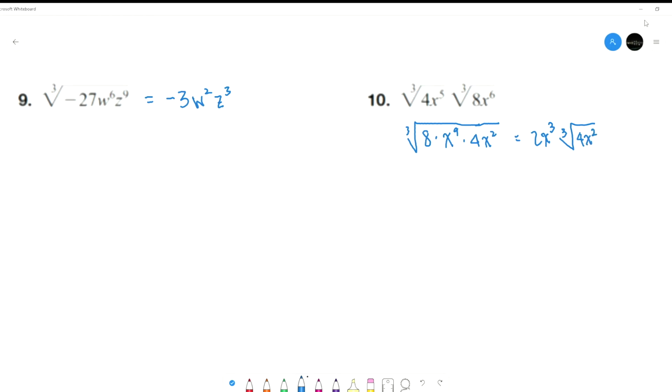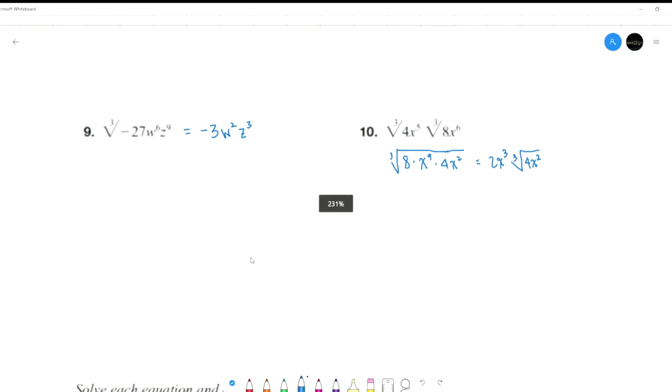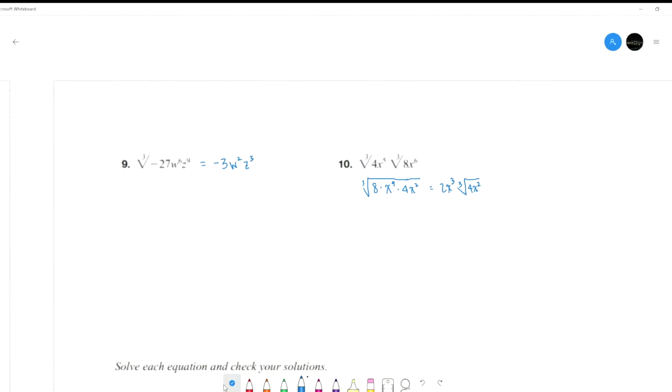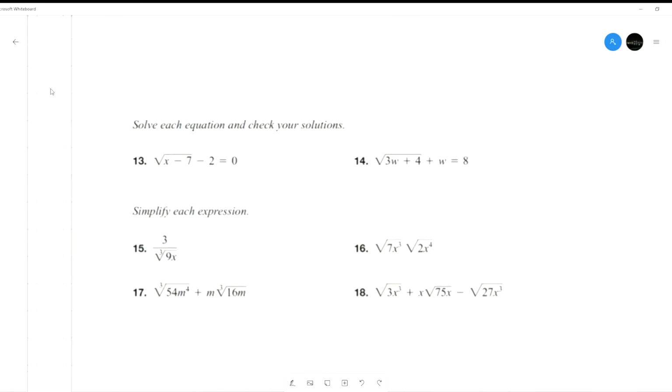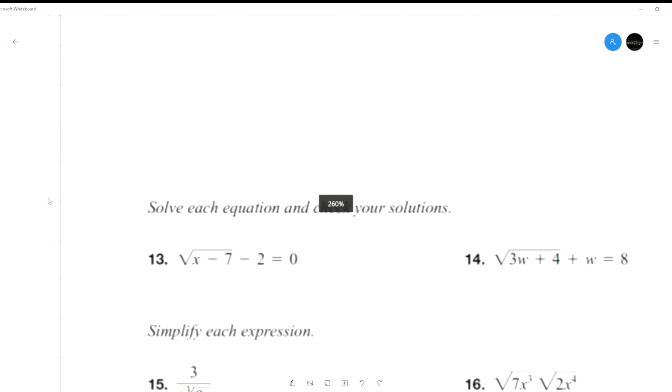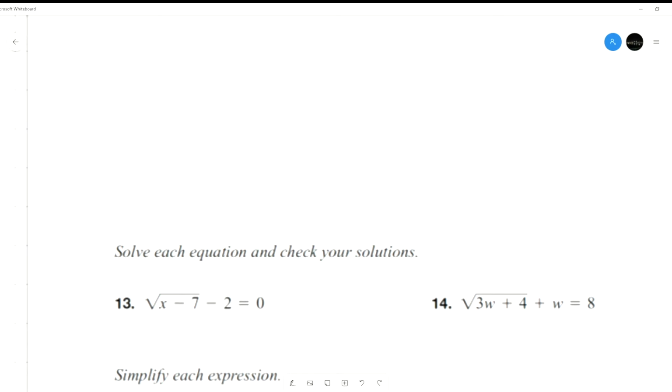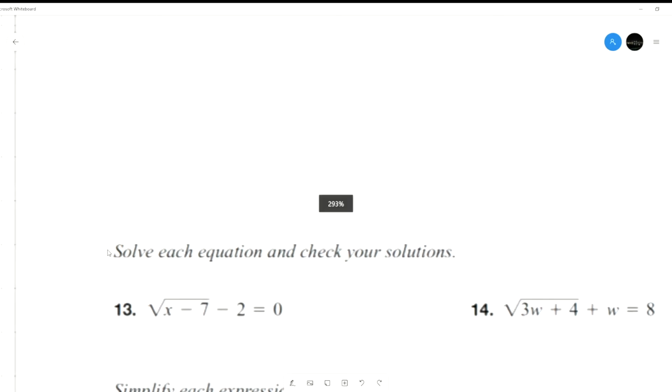Okay? Let's move on. If you have a question, please type it in chat. Okay, here, let's do this one. I'll use the space above for the work. Okay. Yes, question.